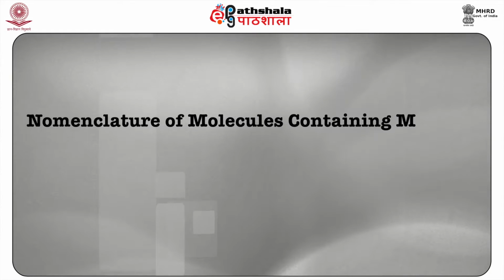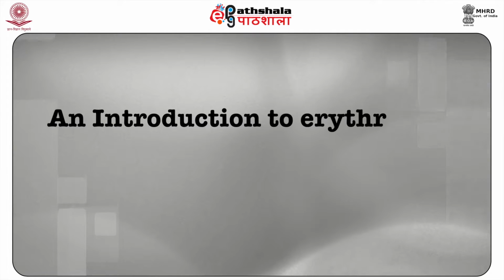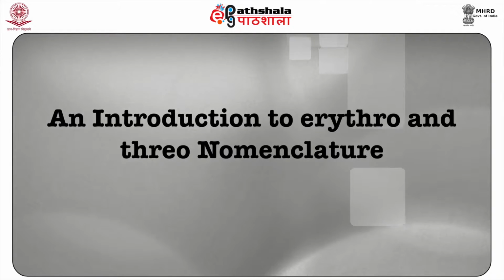A unique feature of this chiral tetrahedral model is that transposition, exchange or permutation of any ligands reverses the chirality of the center, giving a new stereoisomer. If all the ligands are achiral, the transposition leads to an enantiomer, while if one or more ligands are chiral, then a diastereomer results. Nomenclature of molecules containing multiple chiral centers: an introduction to erythro and threo nomenclature.